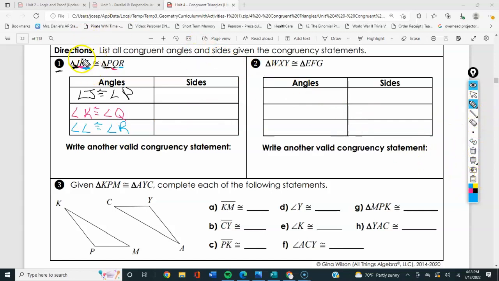Now let's do the sides. Sides same way. JK goes with PQ. JK is going to be congruent to PQ. Same spot. Same stuff going on. Clear this up a little bit. KL, QR.